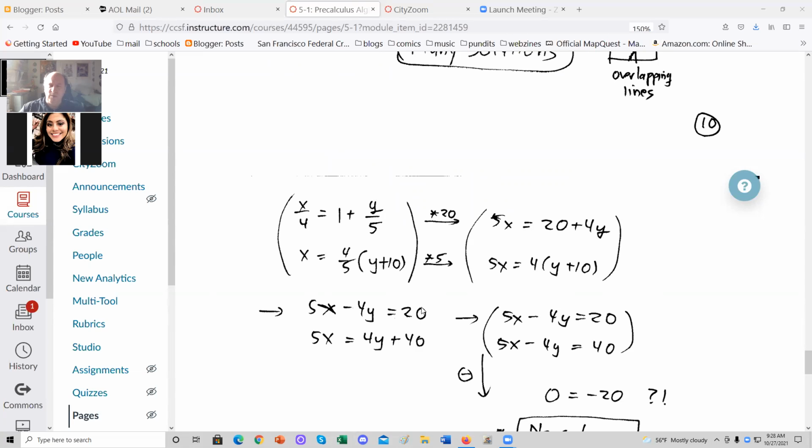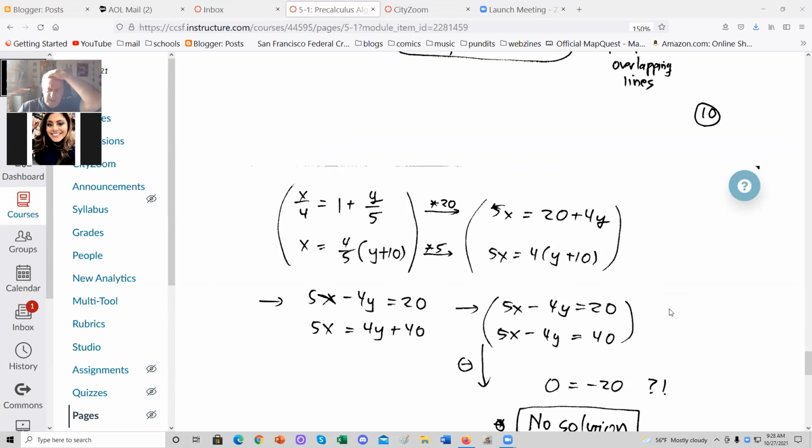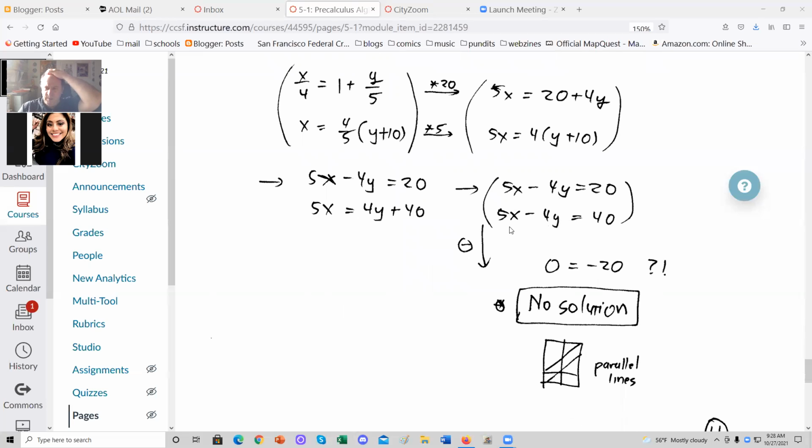This, when you transpose the 4y. And here you get 5x equals 4y plus 40. Transpose the 4y here, and you get 5x minus 4y equals 40, and 5x minus 4y equals 20. Well, I can see we're heading for trouble because 5x minus 4y can't be two separate things. If you subtract the equations, then everything cancels on the left, and you get 0. And 20 minus 40 equals -20, so you get 0 equals -20, which it isn't. 0 is not equal to 20.